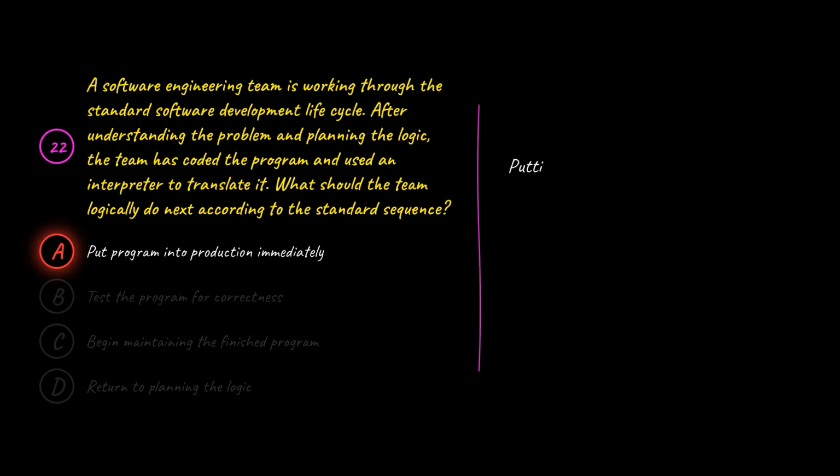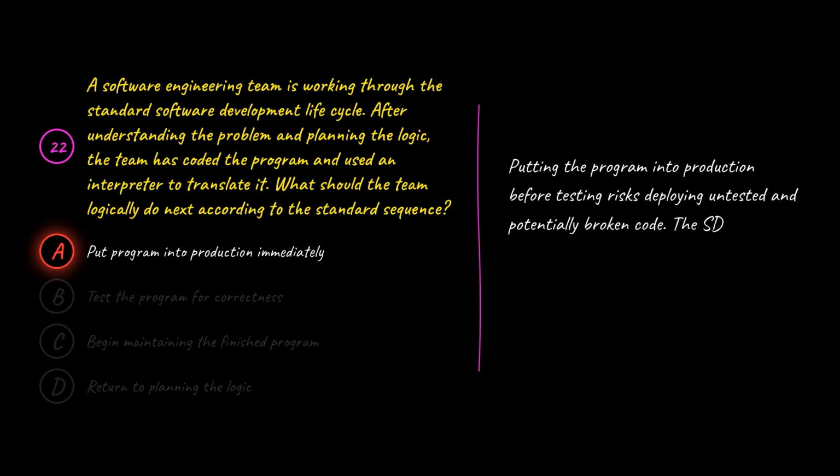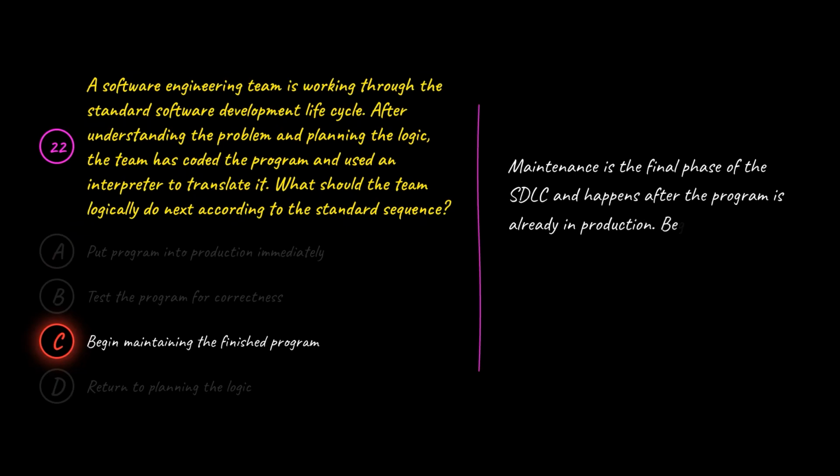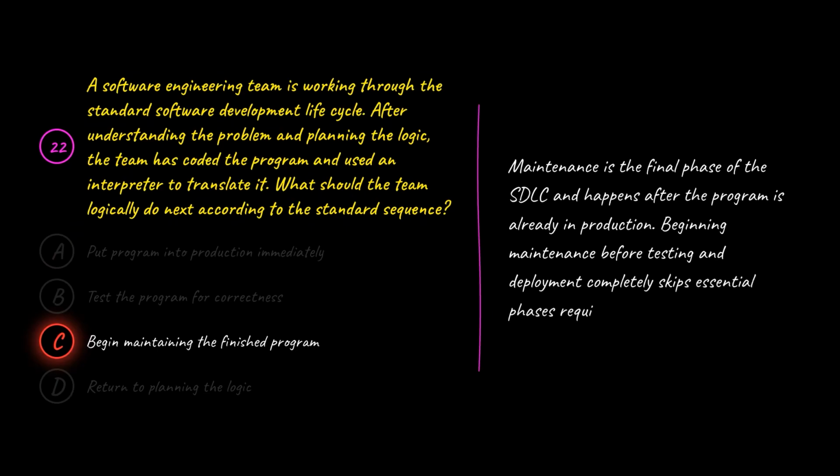A is wrong because putting the program into production before testing risks deploying untested and potentially broken code. The SDLC requires a testing phase between code translation and production deployment, so this step comes later in sequence. C is wrong because maintenance is the final phase of the SDLC and happens after the program is already in production. Beginning maintenance before testing and deployment completely skips essential phases required by the standard life cycle.